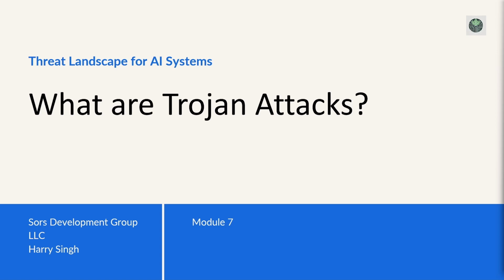I'm Harry, and today we'll be diving into one of the most covert and dangerous types of attacks on AI systems. Trojan attacks are unique because they embed hidden triggers within a model, waiting to be activated under the right conditions. In this presentation, we'll explore what Trojan attacks are, the motivations behind them, the techniques used, and how we can defend against them.